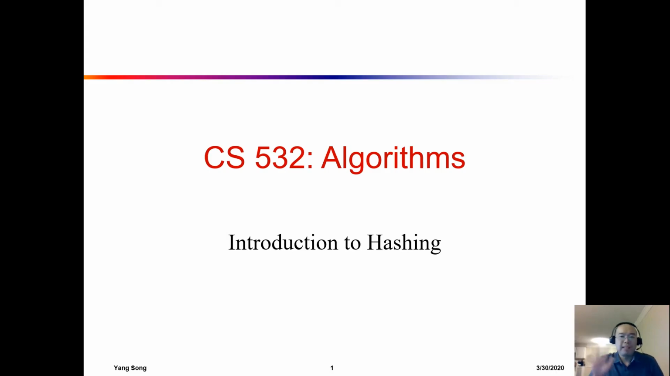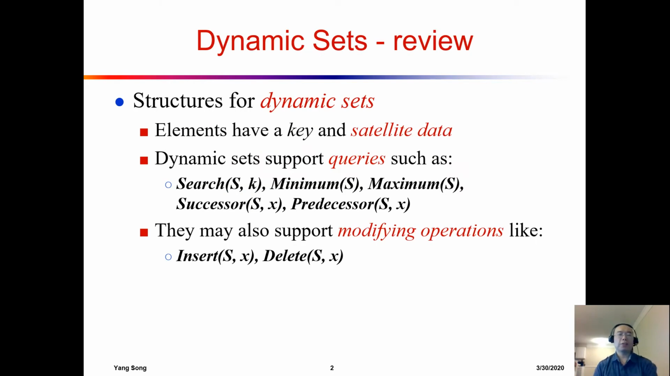Hey everyone, our new topic today is hashing. Before we start to talk about hashing, remember a couple of lectures ago, we talked about a data type called dynamic sets. This is just a conceptual data type, and it can have a lot of different implementations. The basic idea is that for each of the elements, we have a key and satellite data. So you can consider it as a collection of key and data pairs.